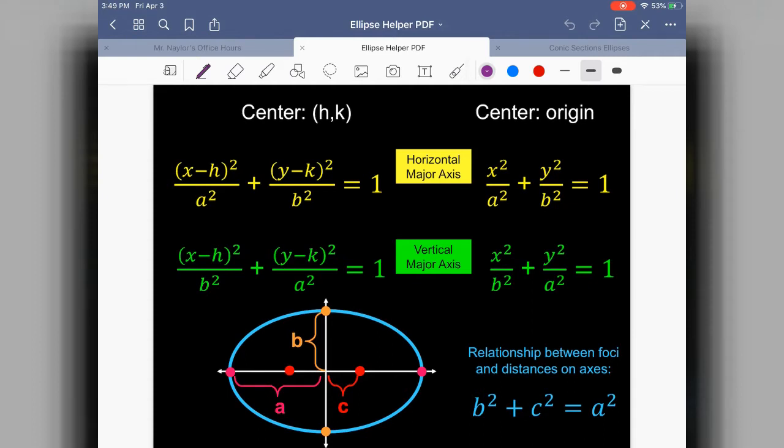And simply since a is always your distance from center on major axis, again, a is always distance from center on major axis. That means it's the longer distance. Again, a is the longer distance. And if a is with x, well, that means you're going to have a horizontal ellipse. That's because it's going to be longer on the x-axis. But if a is with y, then your longer axis is going to be vertical. And this means that we'll have a vertically oriented ellipse. So the important thing to understand here is that a is always the longer distance.